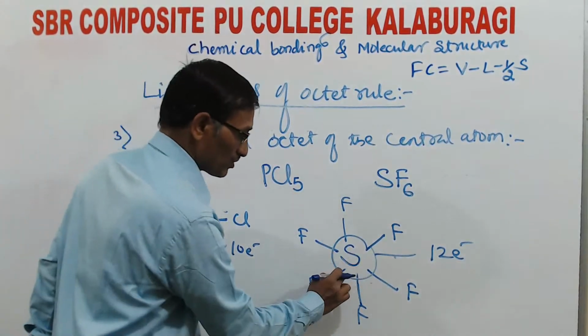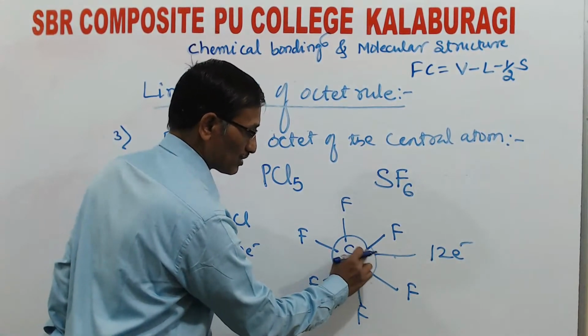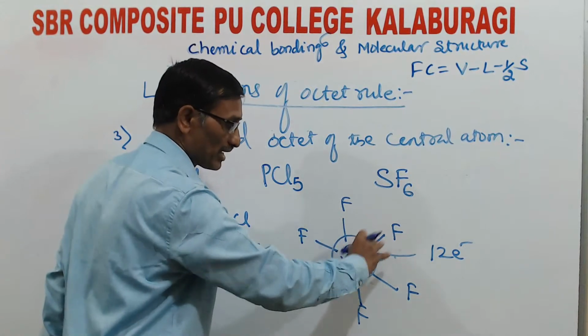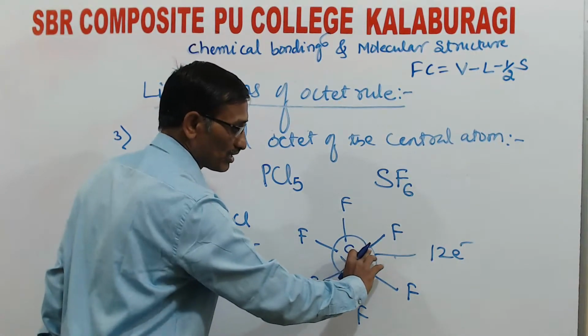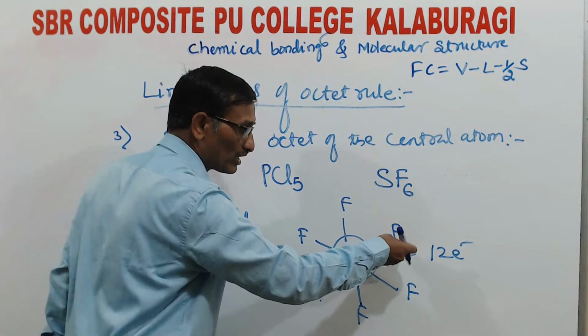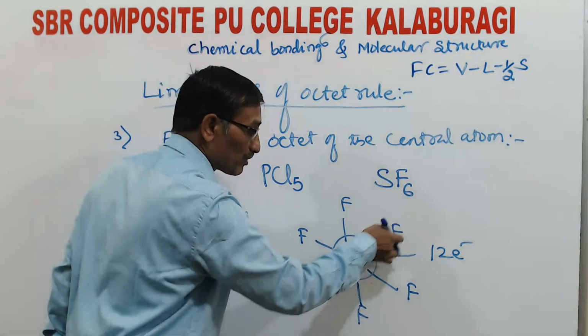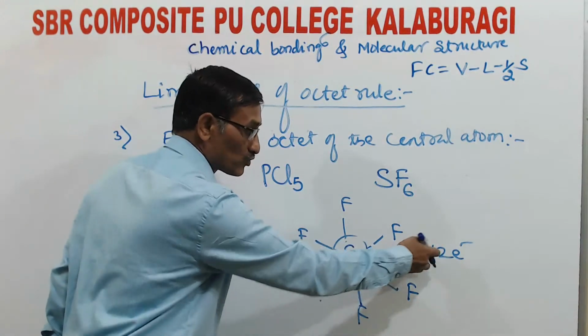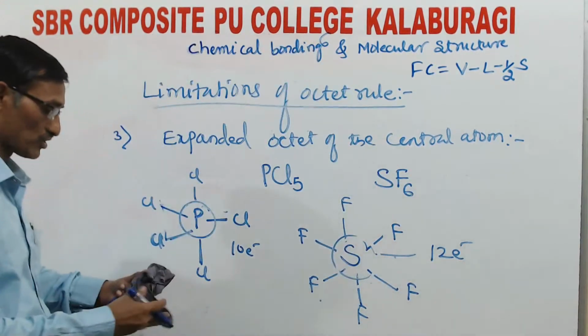Just take now 1, 2, 3, 4, 5, 6 valence shell electrons. Each fluorine is sharing with the 6 electrons of sulfur, so each fluorine atom requires 1 electron to complete its octet. But for the central atom, we can see it is expanded beyond the octet, with 12 electrons. Still this molecule is more stable.